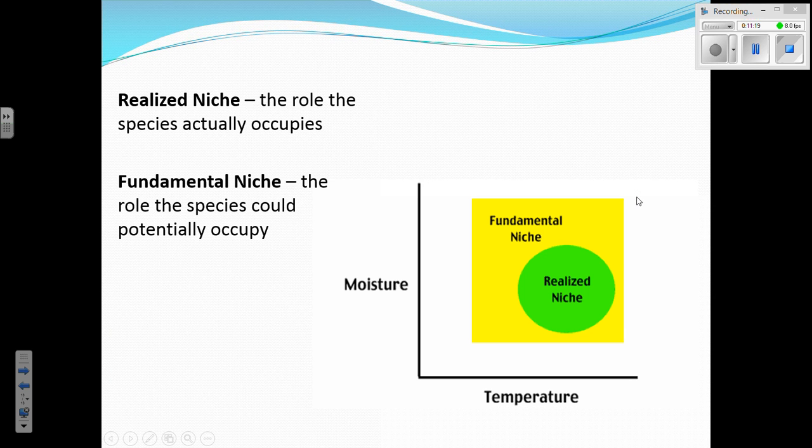And there are 2 different kinds of niches. There's a realized niche and a fundamental niche. The realized niche is the role the species actually occupies, so the niche that it's actually occupying right now. And then a fundamental niche is the role that the species could eventually, potentially occupy. So it's the niche that's available, but the organism hasn't taken advantage of yet. It's only in its realized niche. And then eventually it could move out to the fundamental niche where there's potentially more food, more space, etc. for them to take advantage of.